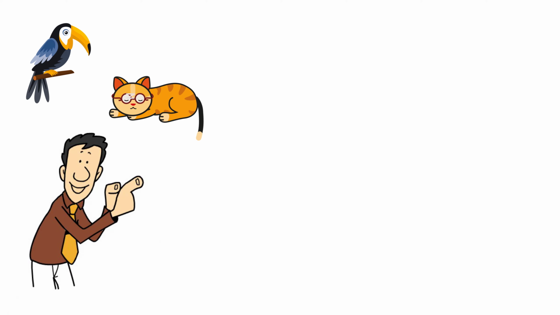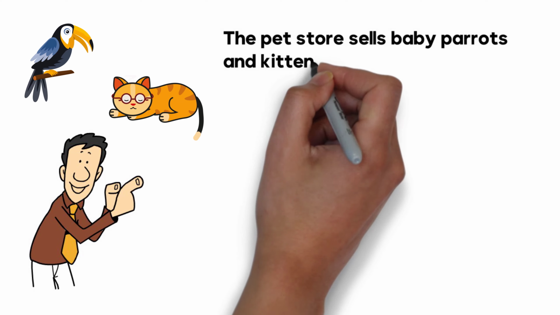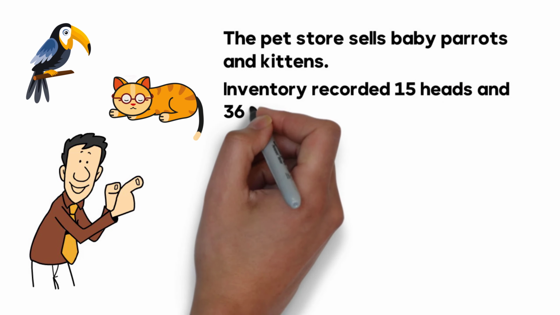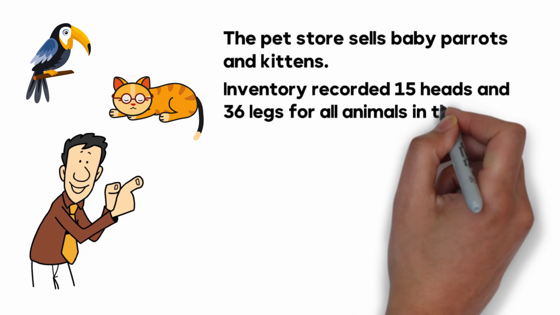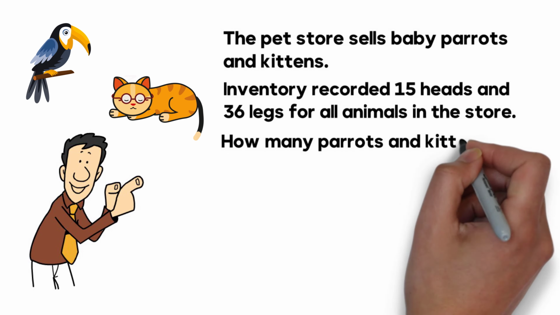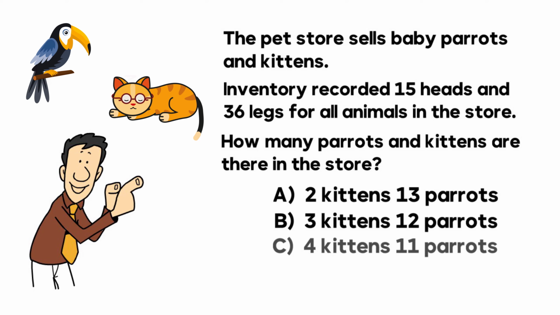Here is an excellent question, variations of which we very frequently see on the test. The pet store sells baby parrots and kittens. Inventory recorded 15 heads and 36 legs for all animals in the store. How many parrots and kittens are there in the store? And you have four different choices.